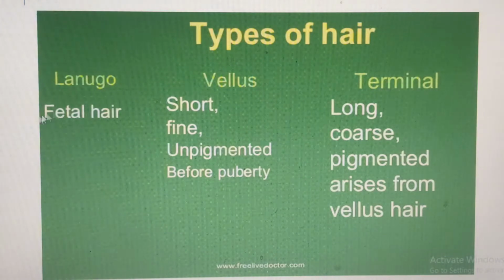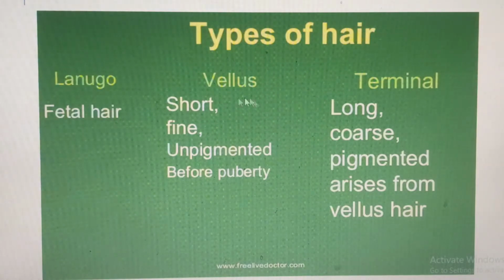In the fetal hair, the hair in fetal life, we call it lanugo. Lanugo is unpigmented. Please get to know that. Fetal hair is lanugo, unpigmented. Then in the case of prior to puberty, it's also unpigmented, but they are short, fine ones.